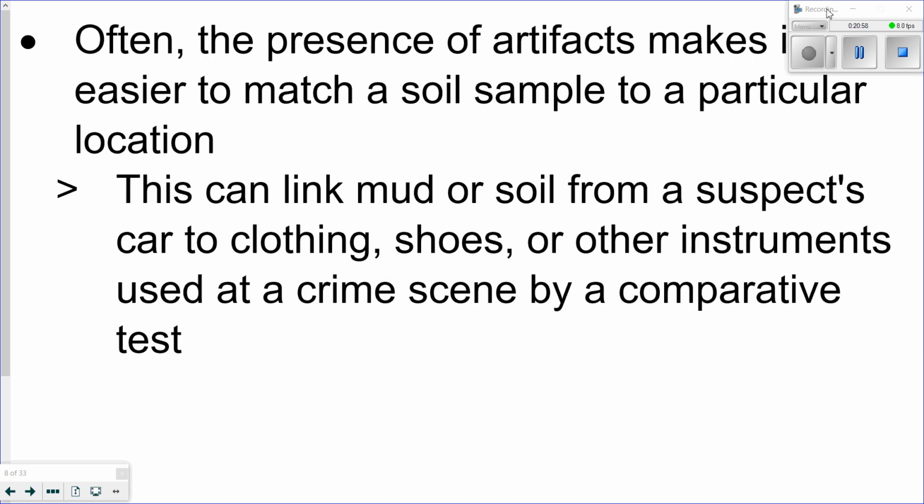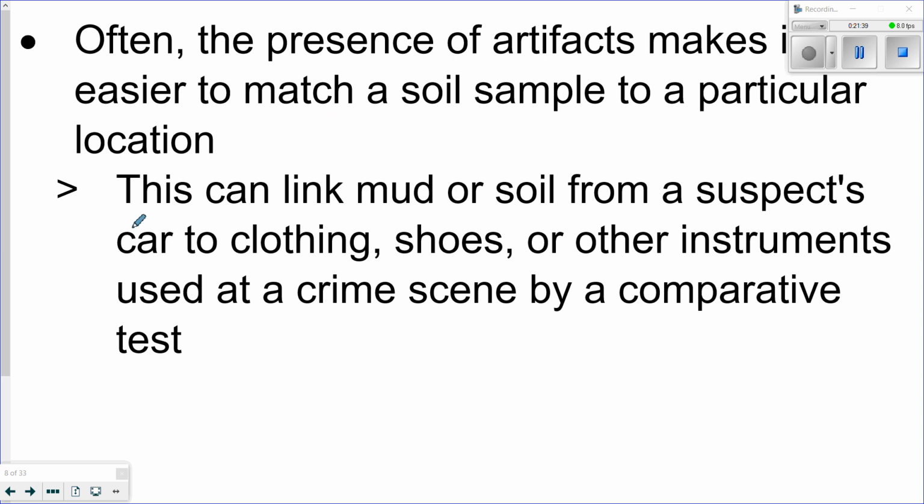And a lot of times the presence of these artifacts makes it easier to match a soil sample to a particular location. Because we might have like the same type of soil that we use in our landscaping, but maybe mine has dog hair in it, whereas yours would not. That's something that if someone came and broke in my house and they find soil that's the same as the soil in my flower beds, and then they also find dog hair mixed in with the soil that matches my breed of dog, that kind of gives us an idea that that suspect was at my location.